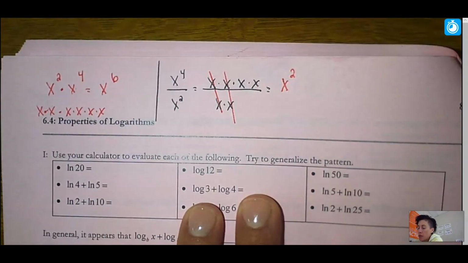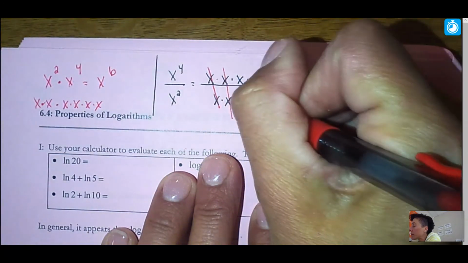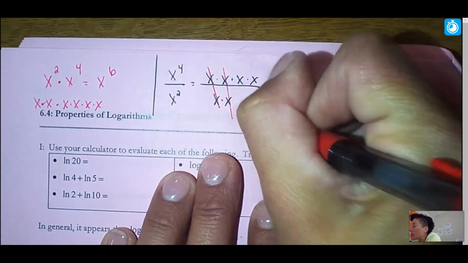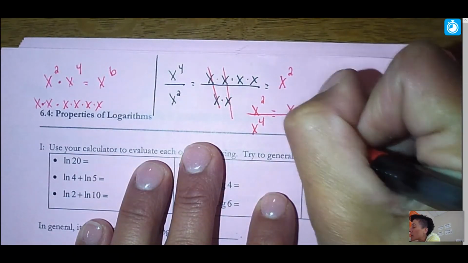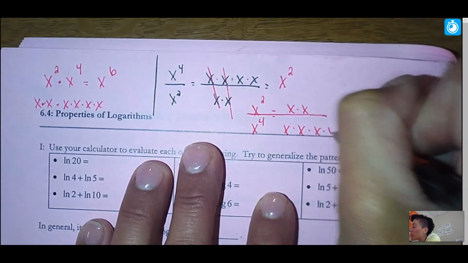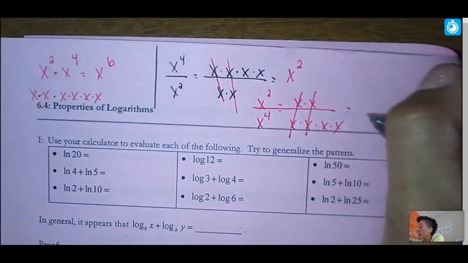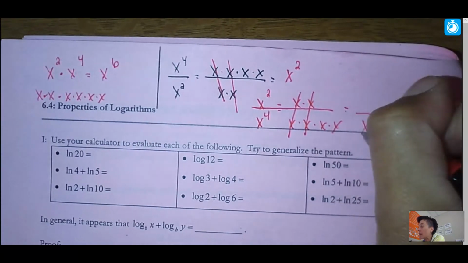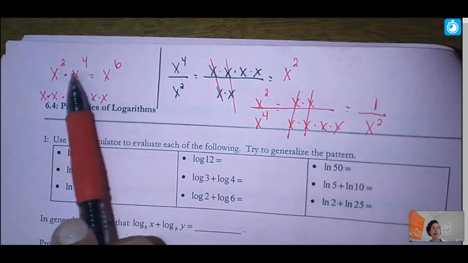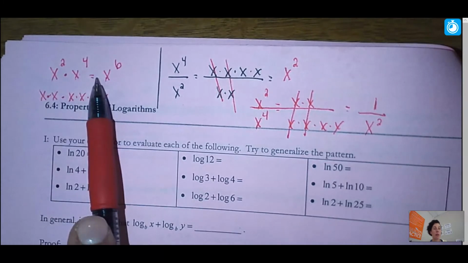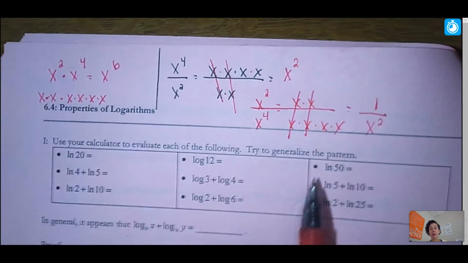Let me just switch this around on you. If it were x2 and x4 like this, then when I break it up and the common factors cancel out, this time my x's are in the denominator, and so to have a denominator I would have to make a numerator of 1. So just repeating, if you're multiplying with the same base, the shortcut is you can add the exponents. If you're dividing with the same base, then you can subtract the exponents.